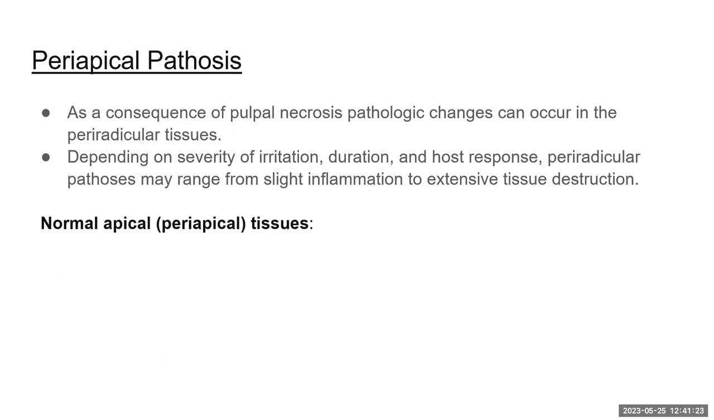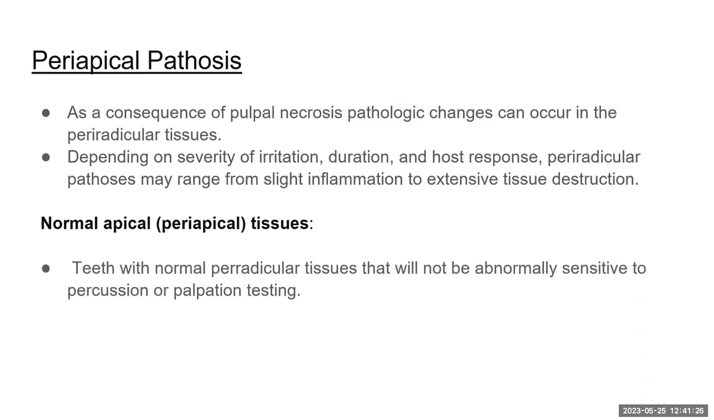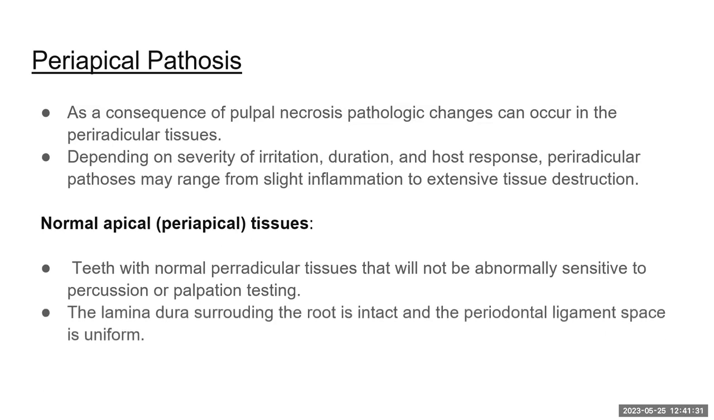The normal apical or periapical tissue shows no sensitivity to percussion or palpation, and the lamina dura appears intact in the radiograph. Once the tooth responds abnormally to percussion and is sensitive, that means it reached the periodontium. If there are any radiographic changes, whether widening of the lamina dura, interruption of the lamina dura, or radiolucency, that means it reached the periapical area.